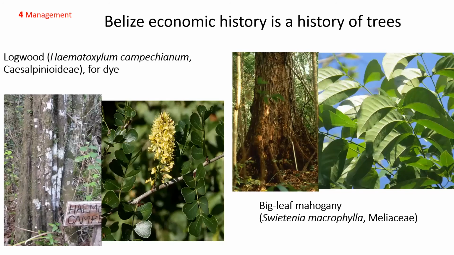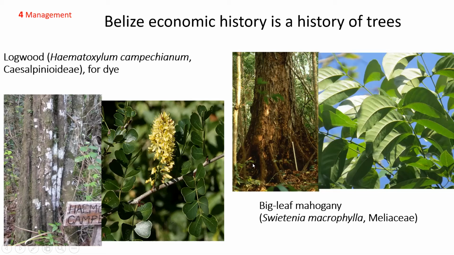Now, the second management story I want to talk about is the forest industry. Much of the history of Belize is a history of trees. The original economy was based on logwood, which is this swamp tree seen here that was harvested for dye. You could make a nice purple dye out of it, and it was pretty valuable, and people went in, cut it, and shipped it off to Europe. Well, that died out when they came up with artificial dyes, but it flourished for a while.